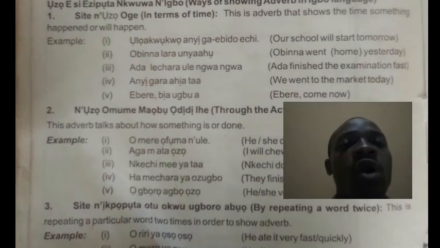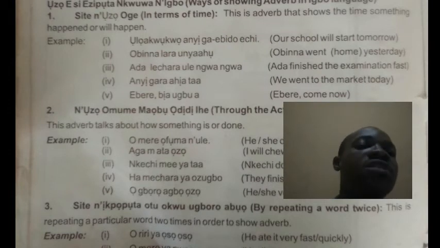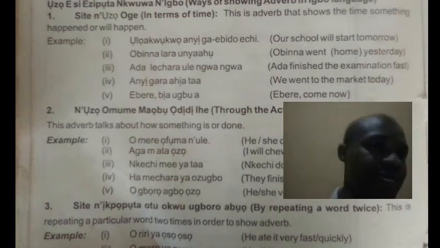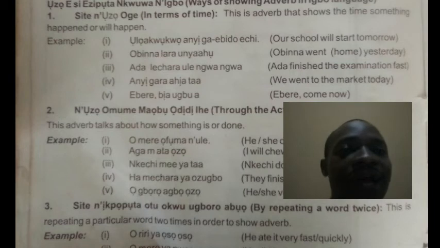Example one. Ụlọ akwụkwọ anyị ga-ebido echi. So it's telling time when the school will start. So our school will start tomorrow. Number two. Obinna lara ụnyaahụ. Obinna went home yesterday. That's the meaning. Then the next one is Ada lechara ule ngwa ngwa. Ada finished the examination fast.